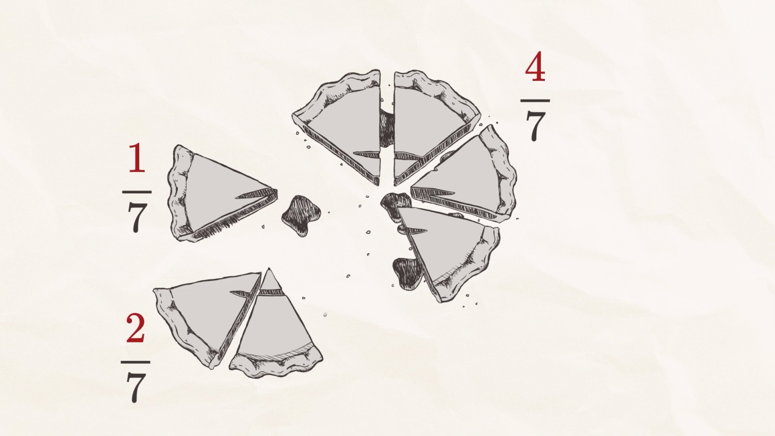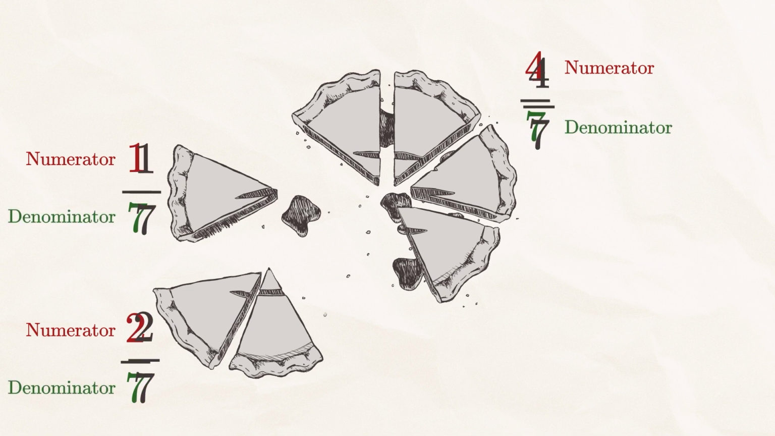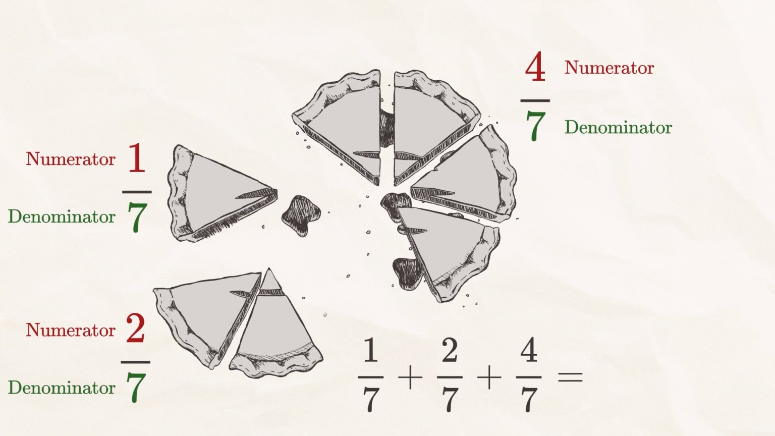Remember, the number on top is the number of pieces someone has. These are called the numerators. The number on the bottom is the number of pieces it takes to make a whole pie. These are called the denominators. If we take all these and add them together, we get 7/7, or 1 pie.